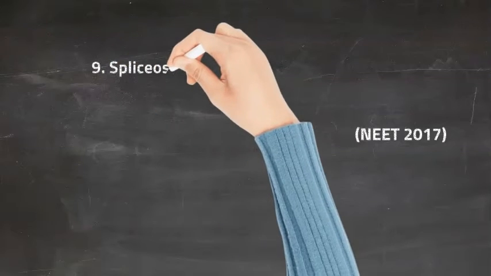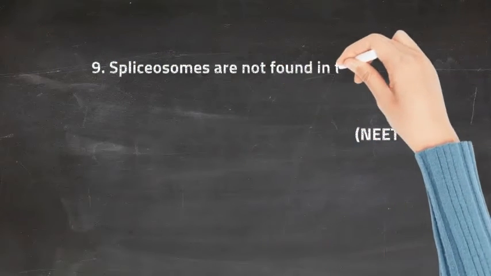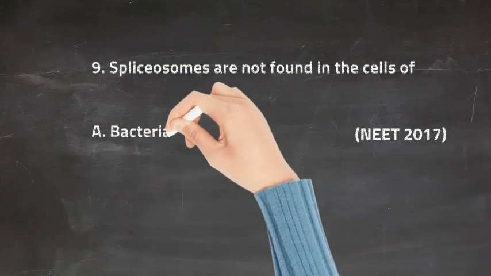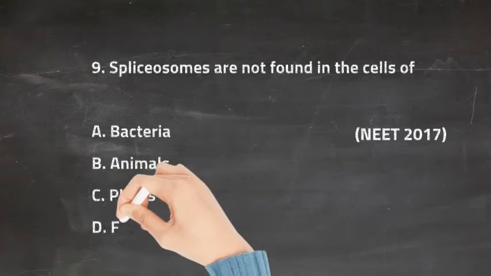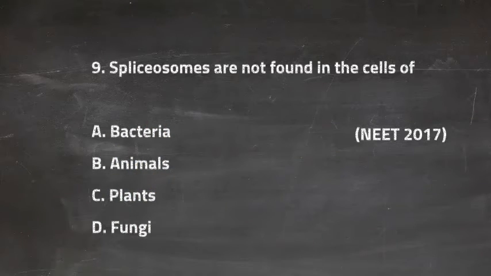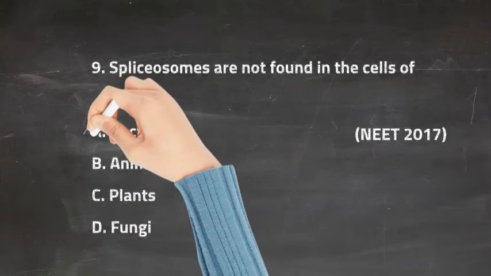The ninth question is, spliceosomes are not found in the cells of. The option A is bacteria, the option B is animals, the option C is plants, and the last option is fungi. So the right answer for this question is option A, that is bacteria.